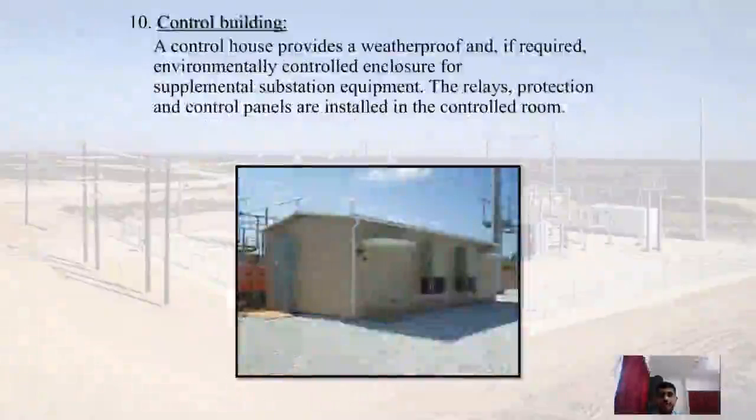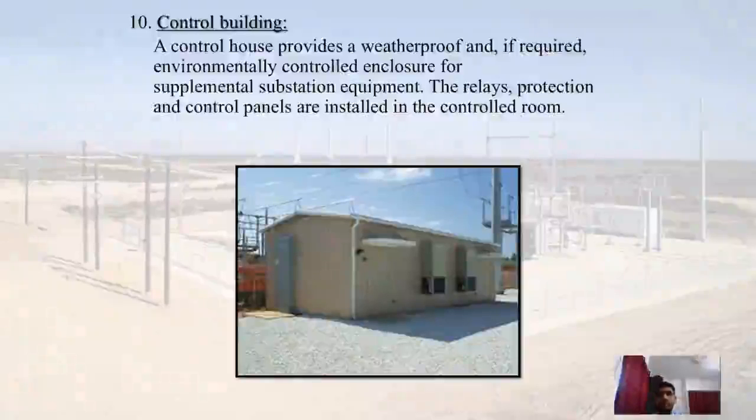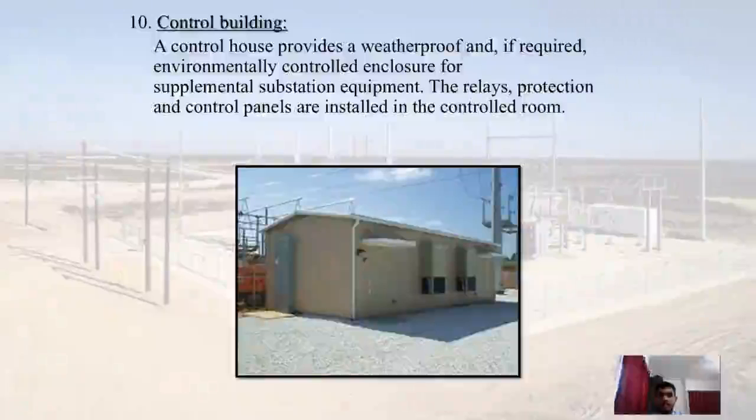In the next slide, we are going to see the next element, that is control building. A control house provides a weatherproof and, if required, environmentally controlled enclosure for supplemental substation equipment. The relays, protection and control panels are installed in this control room. Here below I have attached an image where we can see a control building of a substation.